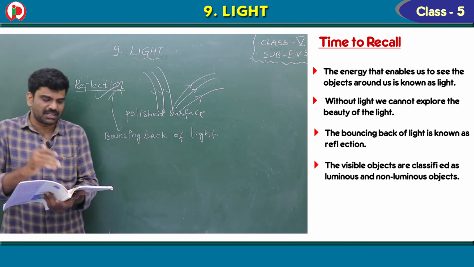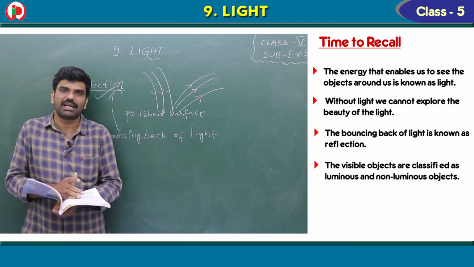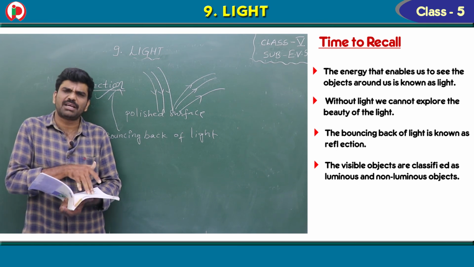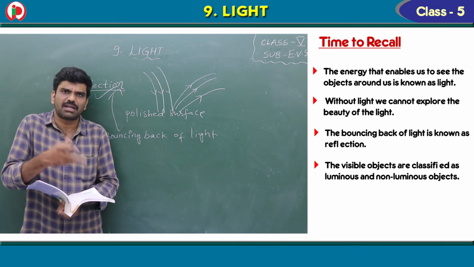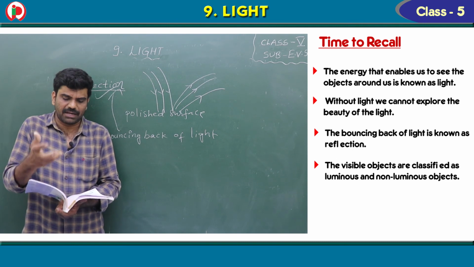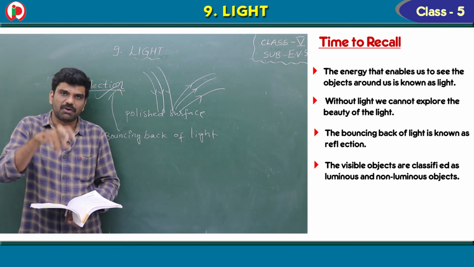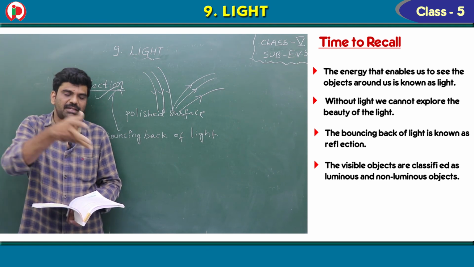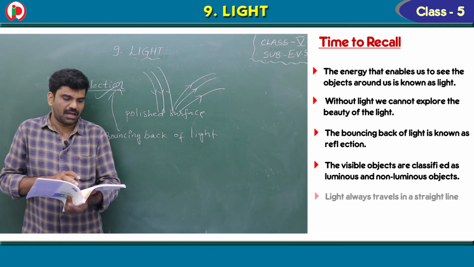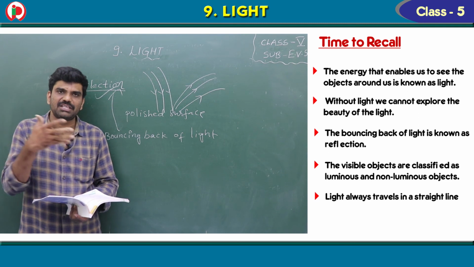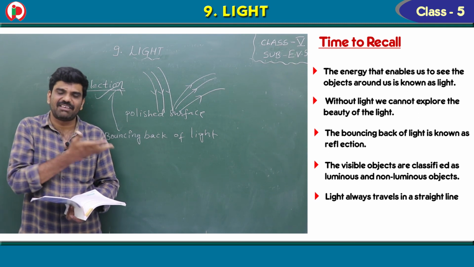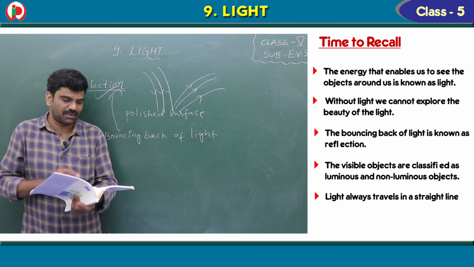The visible objects are classified into two types. One is luminous. What are luminous objects? Those which can emit or produce light on their own. The second is non-luminous, which cannot produce light, but they are visible whenever light falls on them. The best example is the Earth. Light always travels in which line? Straight line, that we have seen in the cardboard experiment.